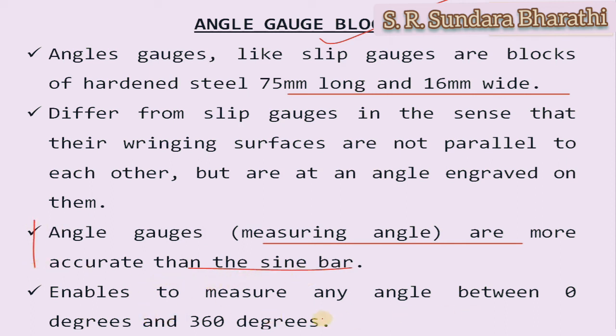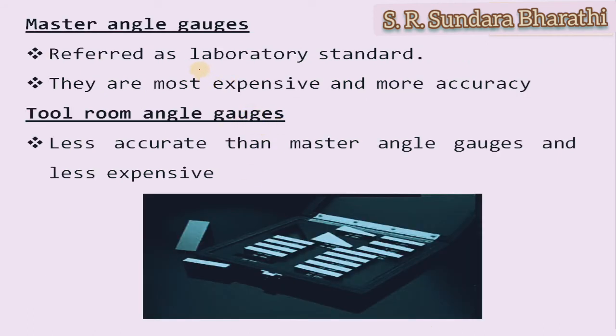They enable measuring any angle between 0 and 360. Here master angle gauges and tool room angle gauges are available. These are the angle gauge blocks available in the box. Referred to as a laboratory standard, they are the most expensive, since based on the accuracy the rate is higher compared to the other. Tool room gauges are less accurate compared to this one, and spending is limited compared to the master gauges.